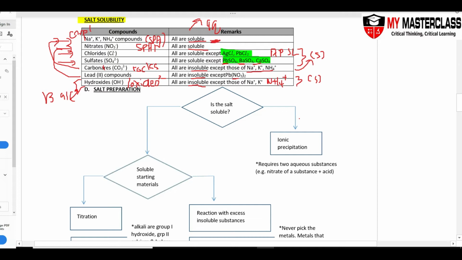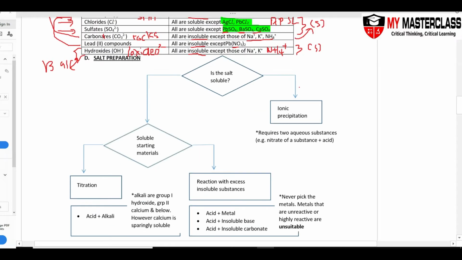Okay, so bearing this in mind, we have to see how do we prepare salts. Okay, salt preparation, the first thing you must ask yourself is this salt that I'm trying to prepare soluble or not? So in an example, NaCl. Okay, sodium chloride, sodium, potassium, ammonium, soluble. So this is an aqueous salt. So if the salt is soluble, come to this way.